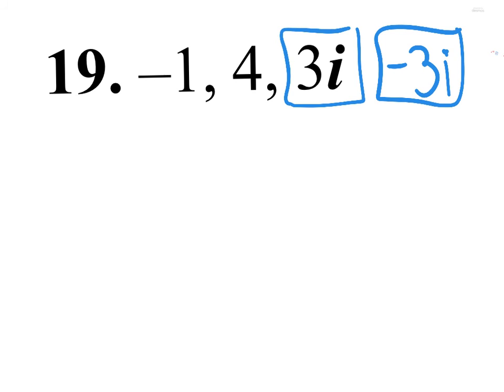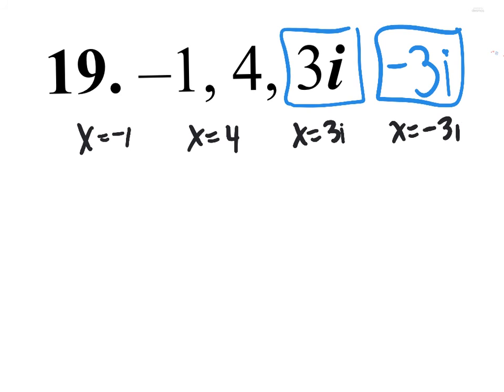So right here we have 4 answers. Where did these answers come from? They came from x equals -1, x equals 4. Actually, these are the answers: x equals 3i and x equals -3i. Now, where did these answers come from? They came from a binomial that was set equal to 0. So that's what I'm going to do. I'm going to set them each equal to 0. I will have x plus 1 equals 0. I'm going to subtract 4. I'd have x minus 4 equal to 0.